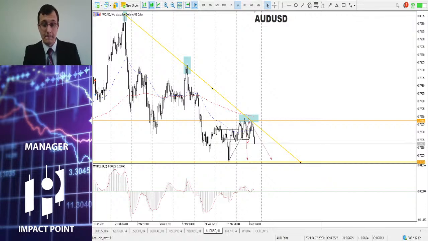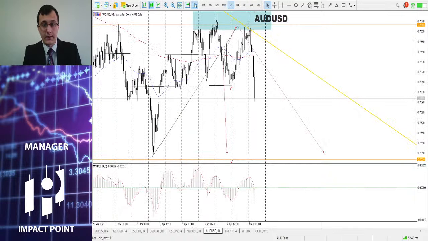After this strong point of confluences were met, this level and this trend line and even the moving averages, more precisely the 200 EMA, the price reversed here after giving us a bearish engulfing pattern. And here was our entry, but we are too late, I think, to enter.